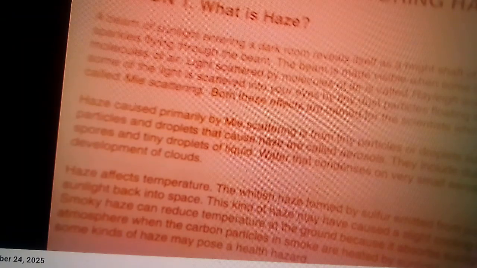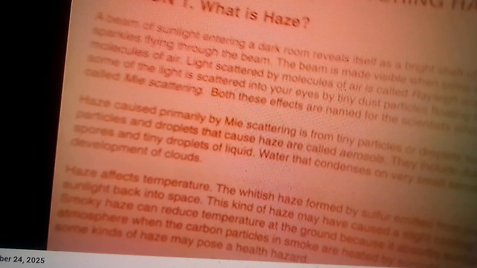Haze affects temperature. Haze formed by sulfur emitted from power plants that burn coal scatters sunlight back into space. This kind of haze may have caused slight cooling over the northern hemisphere. It reduced temperatures at the ground because it absorbs sunlight. Smoke haze also warms the atmosphere when the carbon particles in smoke are heated by sunlight. Inhaling the fine particles that form some kinds of haze may pose a health hazard.